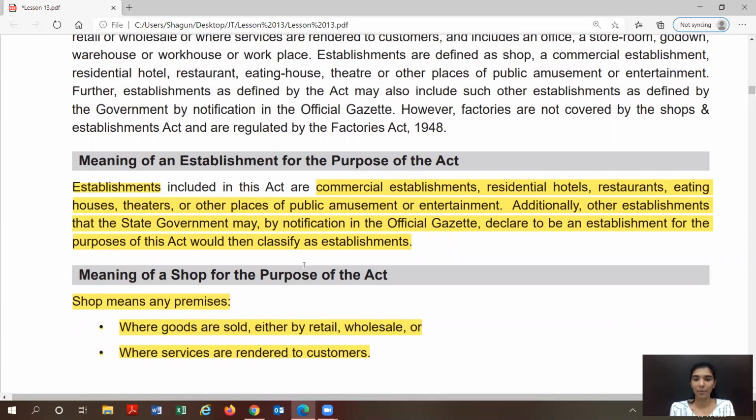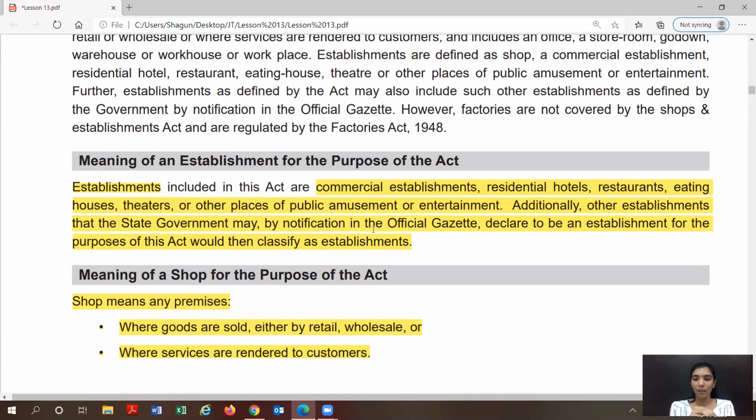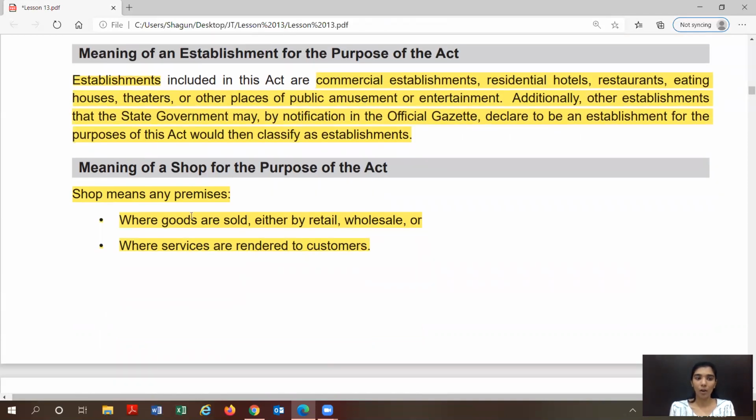What is an establishment? An establishment means a commercial establishment, hotels, restaurants, eating houses, theatres, and other places of public entertainment or amusement. And the government may also specify some other list of establishments to be included. And what is a shop? What do you understand by a shop? It means any place where any goods are sold or any services are rented.